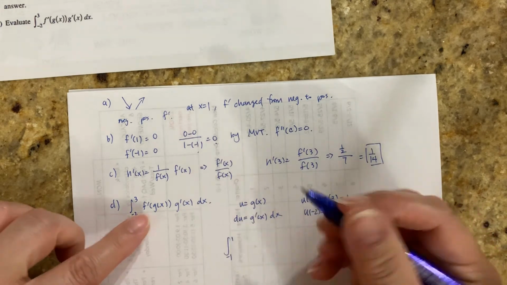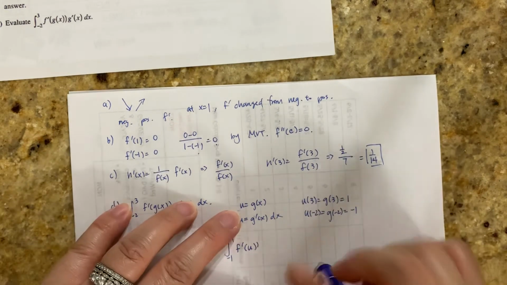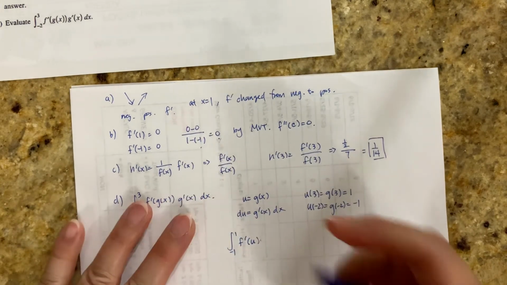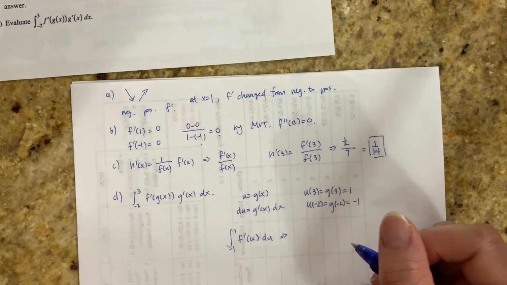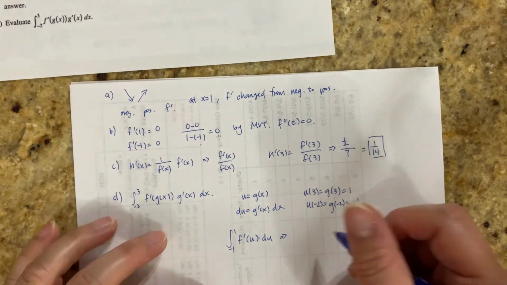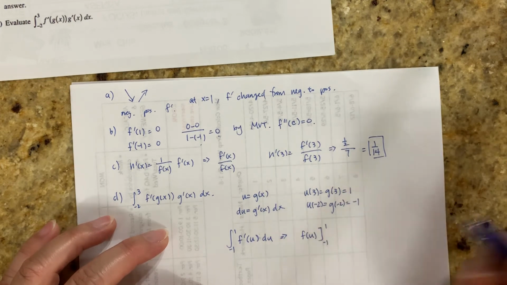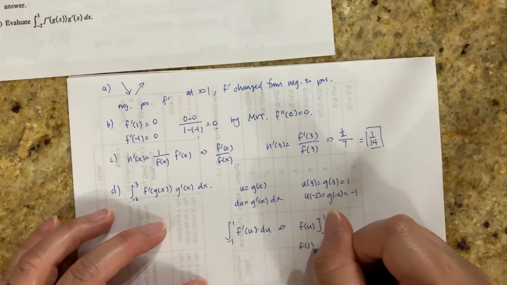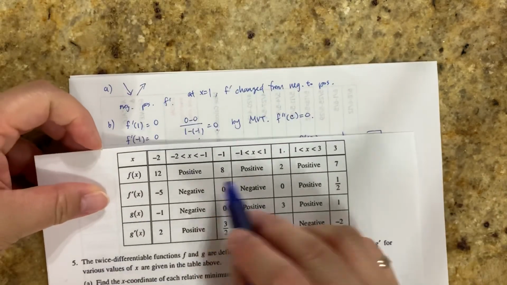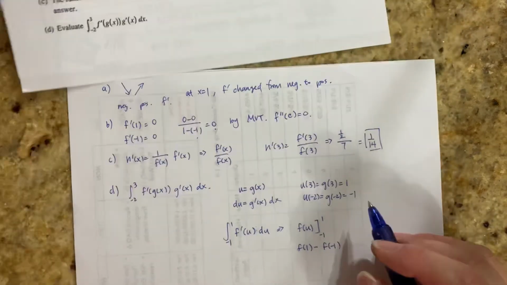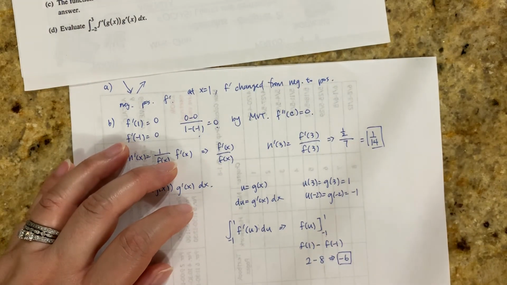So if I plug everything in, my new integral looks like this: from -1 to 1, f prime of u du, right? So what is the integral of f prime? Just f. So this is f of u evaluated from -1 to 1, and these limits are already in u, so I don't have to change it back. So it's f of 1 minus f of -1. Well, let's go back to our chart. F of 1 is 2, f of -1 is 8. So 2 minus 8, my final answer is -6. That's it.